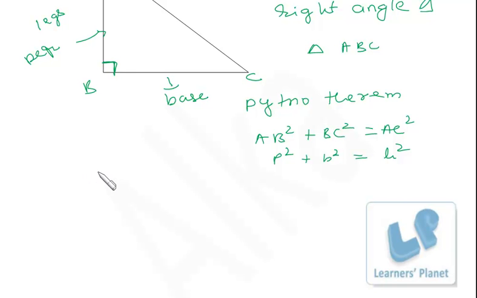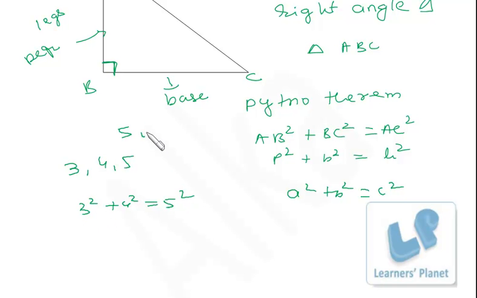Now what are Pythagorean triplets? The three numbers which fulfill this condition, that is, A square plus B square is equal to C square, we call a Pythagorean triplet. Suppose I have 3, 4, 5. Now 3 square plus 4 square is equal to 5 square, right? Similarly, I have 5, 12 and 13. So 5 square plus 12 square is equal to 13 square. So 3, 4, 5, 5, 12, 13 and more of them are known as Pythagorean triplets.